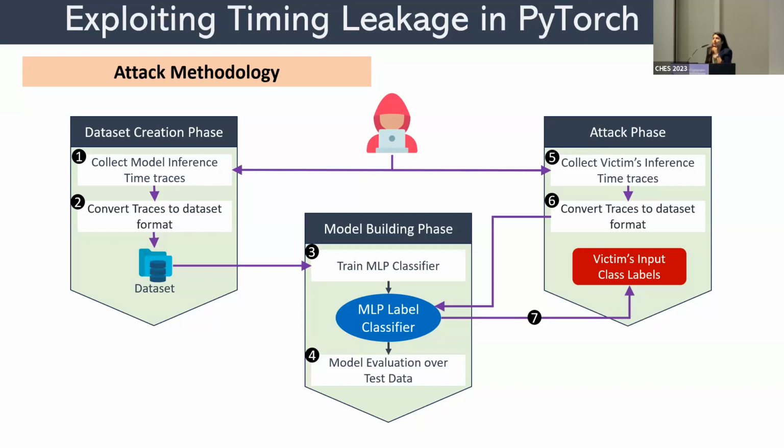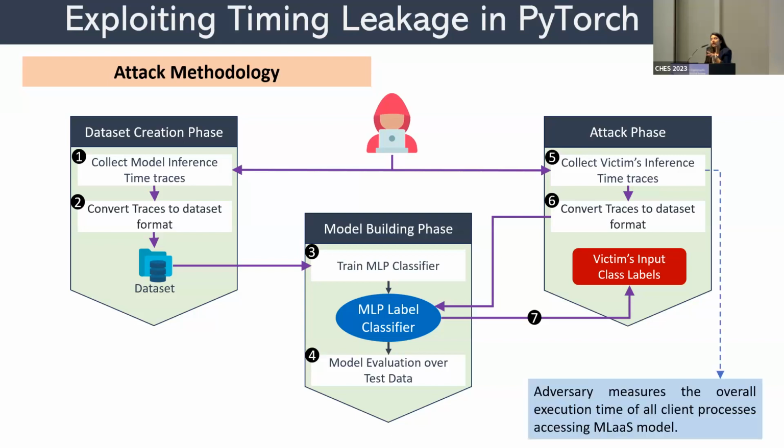When this MLP classifier is ready and giving good accuracy, it moves on to the attack phase, where it collects the victim's inference time traces. That is, the adversary measures the overall execution time of all client processes accessing the MLaaS model. Then, in step 6, it converts these traces to dataset format and gives them as input to the MLP label classifier. From here, finally, we get the victim's input class labels. So this is the whole attack scenario.